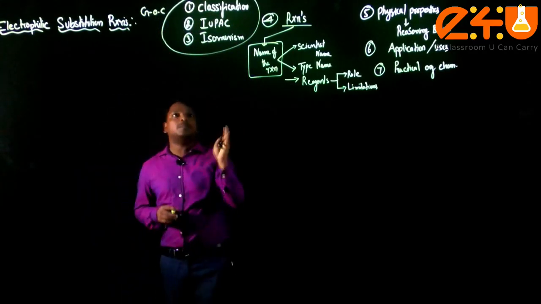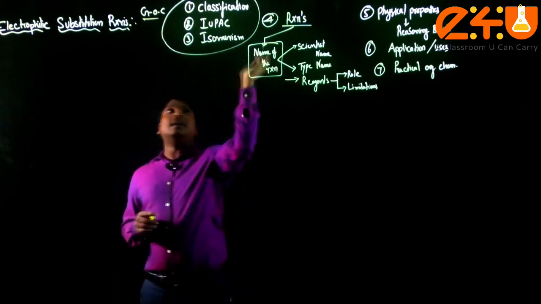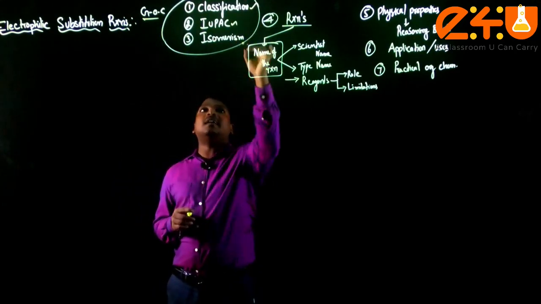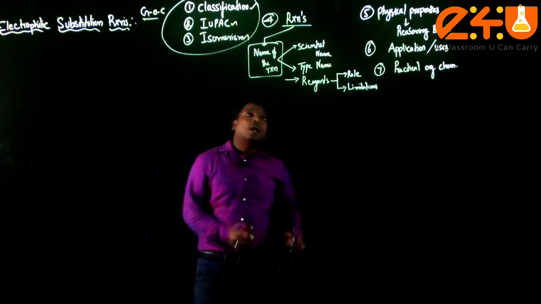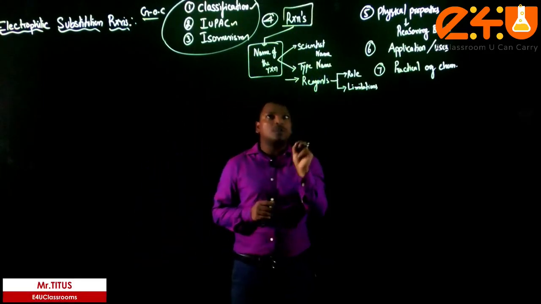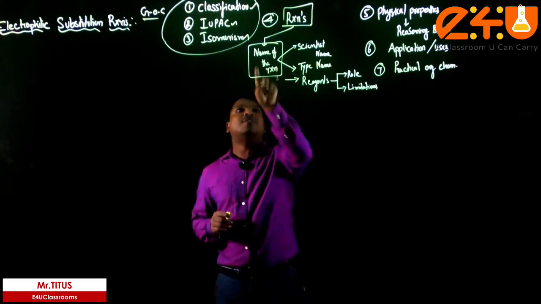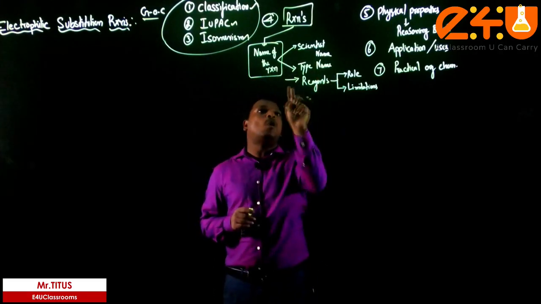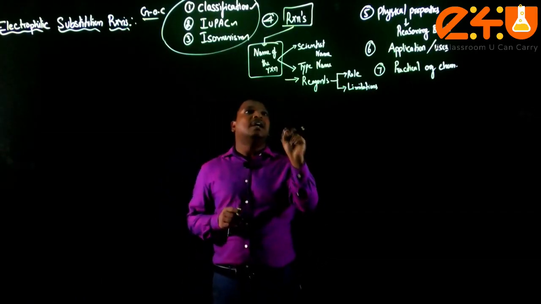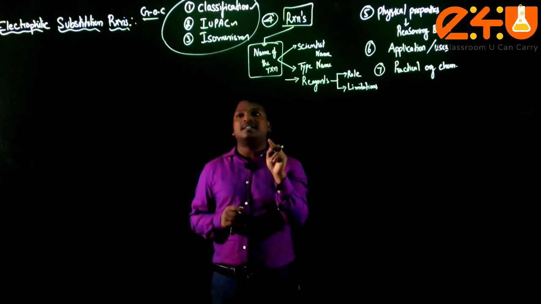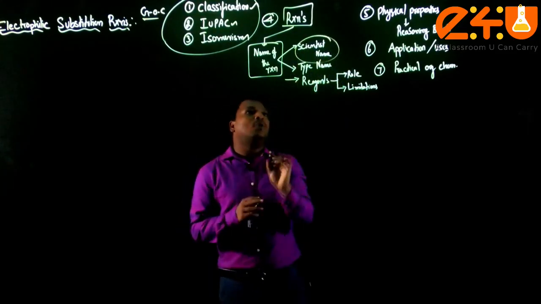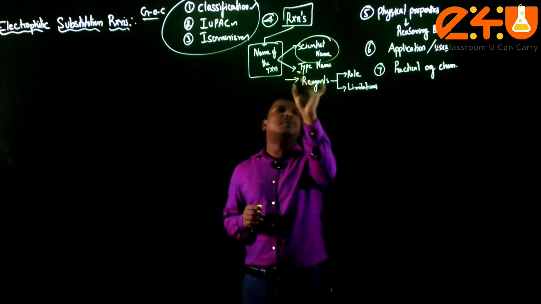Before you study reactions, complete General Organic Chemistry: all the classifications, all the IUPAC nomenclature content, and all the isomerism. Now come to reactions. Whenever you learn any reaction, be more specific. Try to remember the name of that reaction, either the scientist name or the type name. For example, try to remember that it is the Gattermann-Koch reaction or the Reimer-Tiemann reaction. If you don't remember the scientist name, at least try to remember the type name.